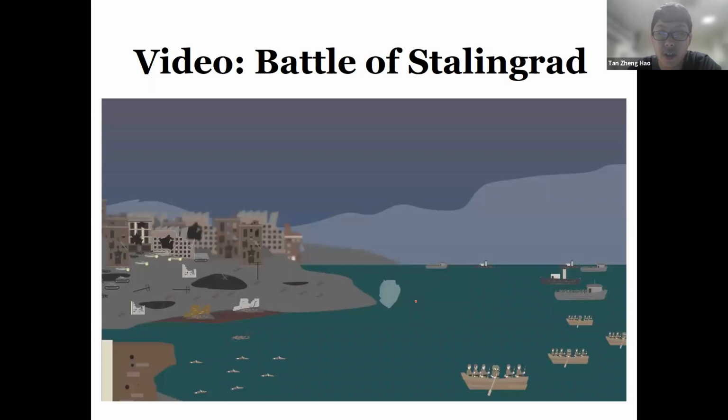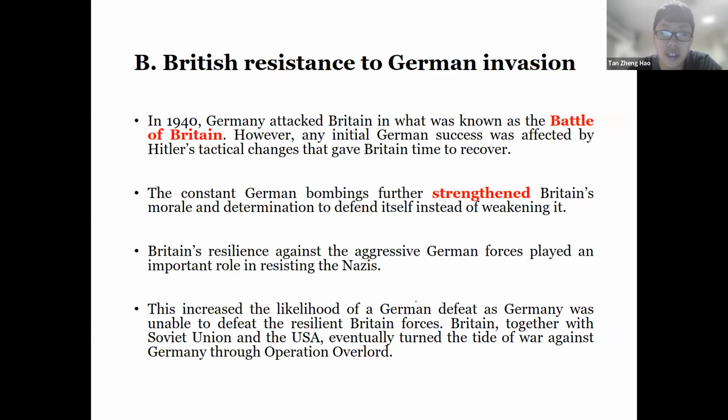Video again, you can go on YouTube and watch yourself if you are interested. Okay, B, now we are looking at how did the British resist German invasion. So when you look at British resistance, we are looking at the Battle of Britain, which is Germany's attempt at trying to conquer Britain. At first they were quite close to success, but eventually Hitler made some changes to the strategy. They gave Britain time to recover.